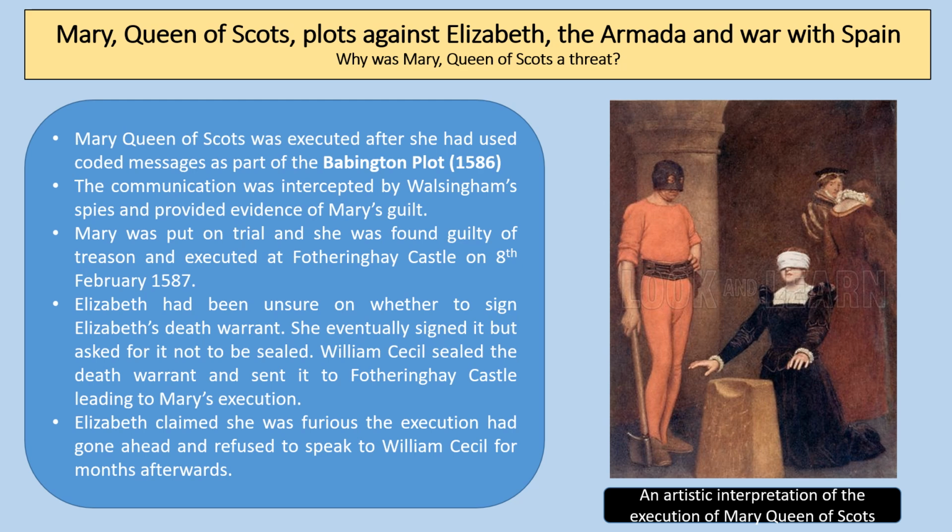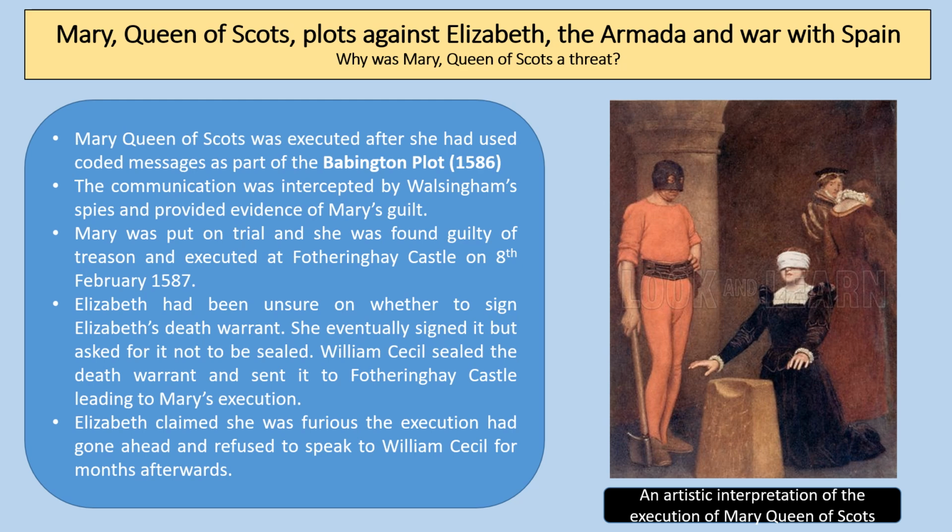So Mary Queen of Scots was executed after she'd used coded messages as part of the Babington plot. The communication was intercepted by Walsingham's spies. It shows the great spy network they had. She was put on trial, found guilty of treason, and executed at Fotheringay Castle on the 8th of February 1587.